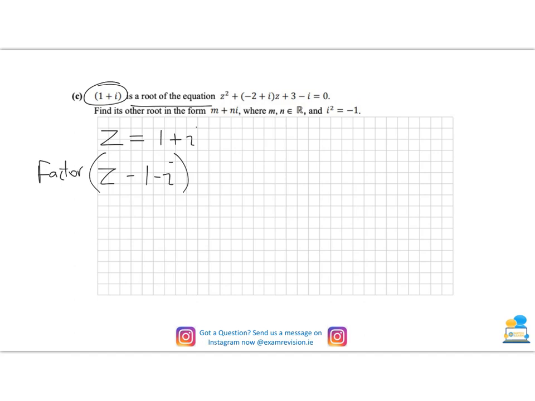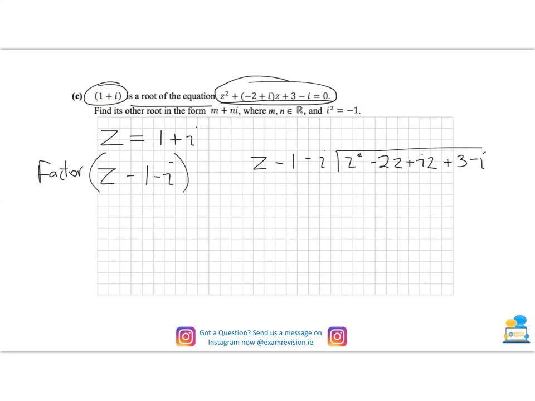How I like to teach this one is I say, if this is a factor, and I know that a factor divides evenly into my quadratic, then if I divide that into my quadratic, it should give me my other factor. So that's exactly what I'm going to do. I'm going to divide z minus 1 minus i into this quadratic. I'm going to multiply out the z bracket there, so that's minus 2z plus iz plus 3 minus i. And I'm going to do long division.